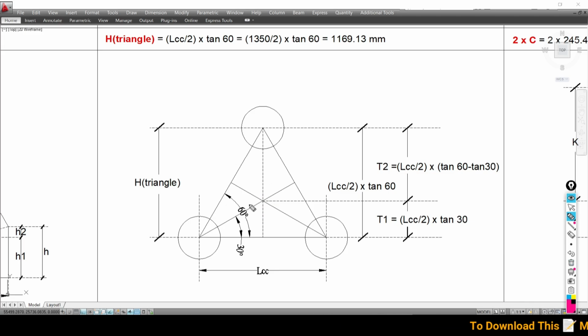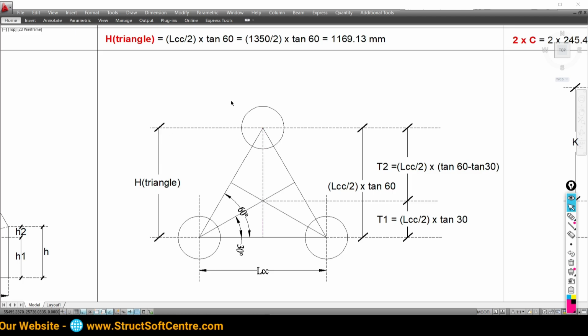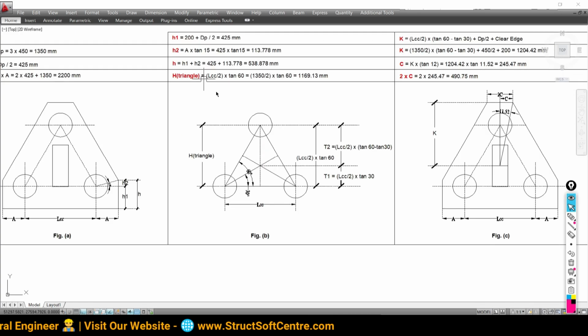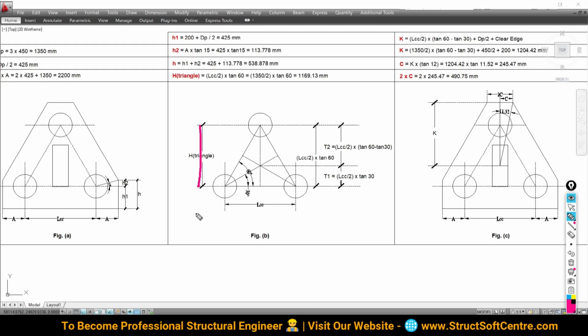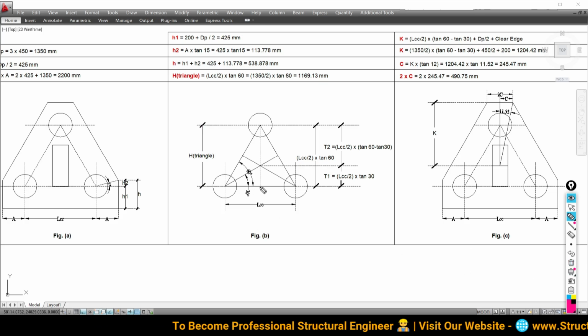So we actually have to find out this height, and this height, then finally we have to find out this total height. That's very simple. One by one we are going to do this calculation. So basically we have to find out the total triangle height, this total H. How you can calculate it is very simple.